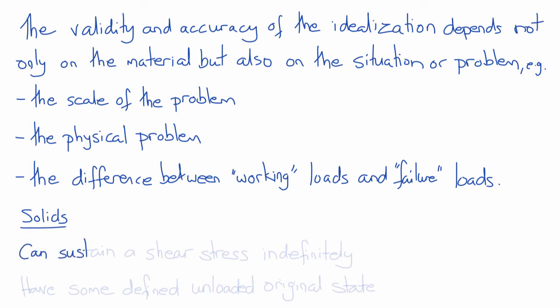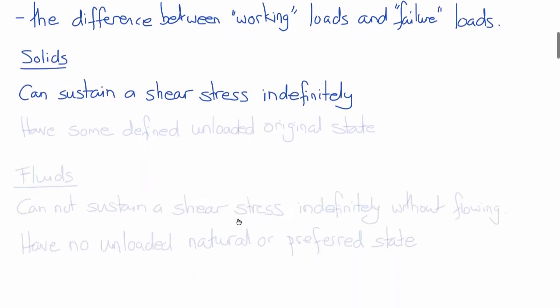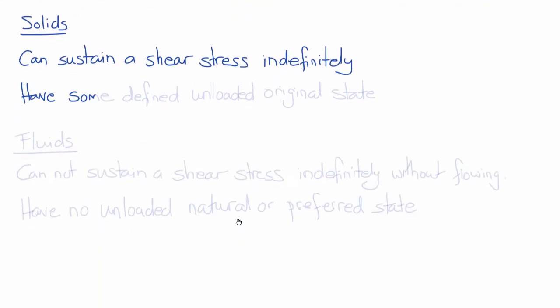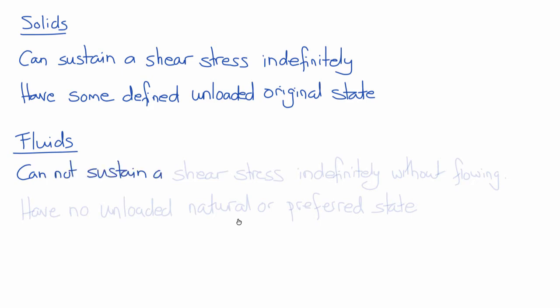Now, as we know, there are different types of continua that are all governed by the universal equations of continuum mechanics. The main difference between solids and fluids is that solids can sustain a shear stress indefinitely without flowing. And they usually have some defined, unloaded, or original natural state. Fluids, on the other hand, cannot sustain a shear stress indefinitely without flowing, and they have no particular unloaded natural or preferred state.